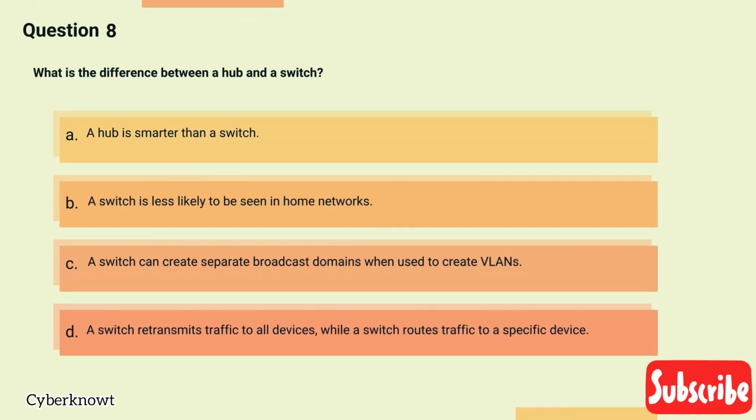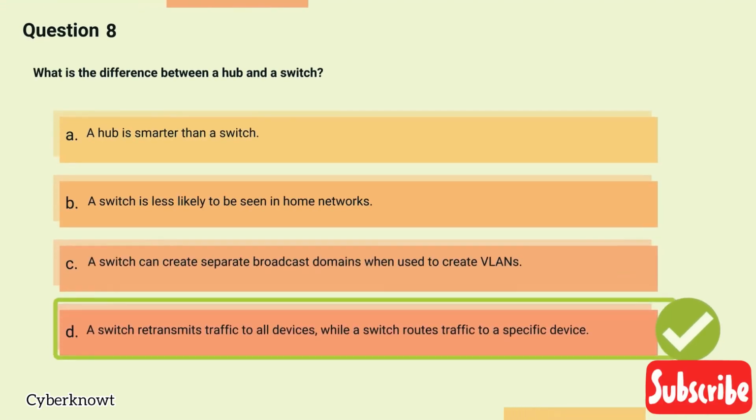Question 8. What is the difference between a hub and a switch? Option A. A hub is smarter than a switch. Option B. A switch is less likely to be seen in home networks. Option C. A switch can create separate broadcast domains when used to create VLANs. Option D. A hub retransmits traffic to all devices, while a switch routes traffic to a specific device. The correct answer is option D.